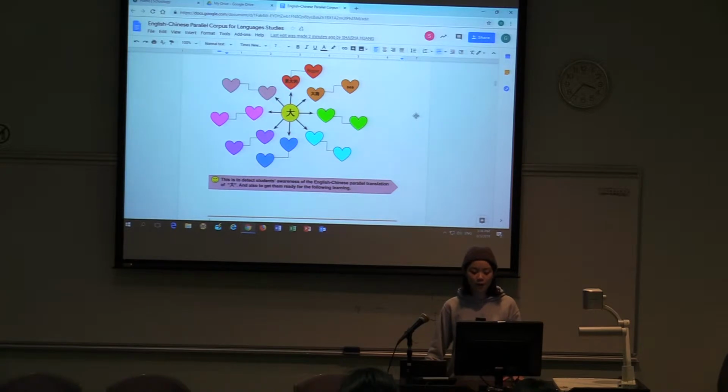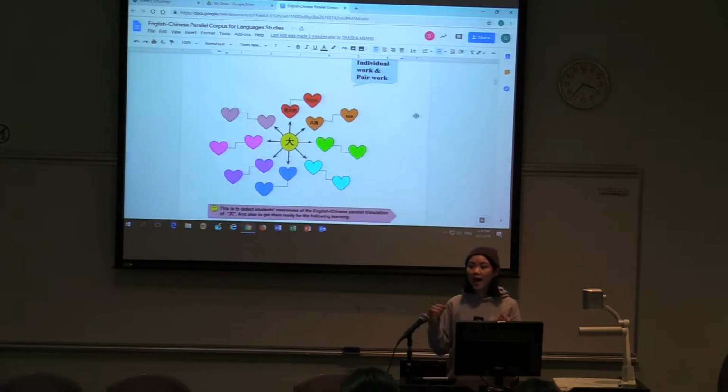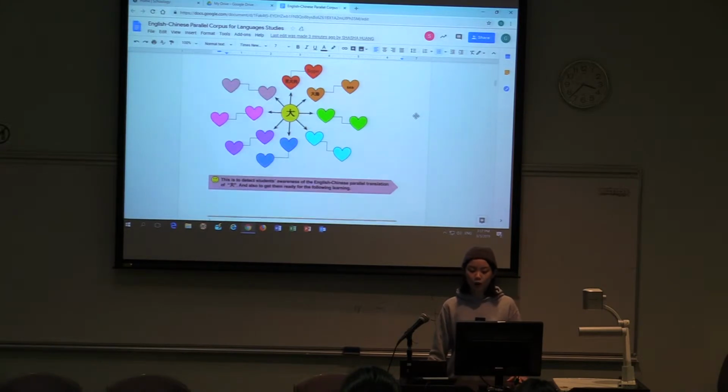The purpose of this part is that we want to activate students at the very beginning of the class, and the second purpose is that during the process of their work, the teacher can walk around and detect whether students have a basic understanding of how "da" can be translated in English, and also this part can prepare students for their following learning.